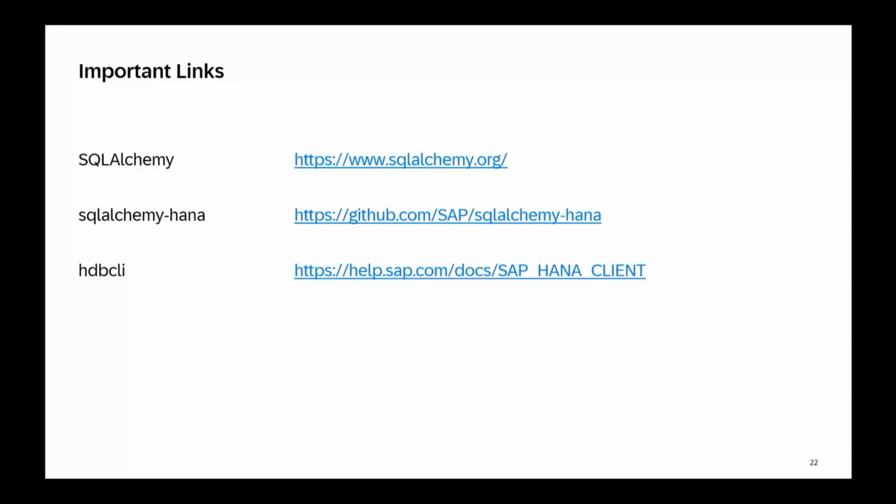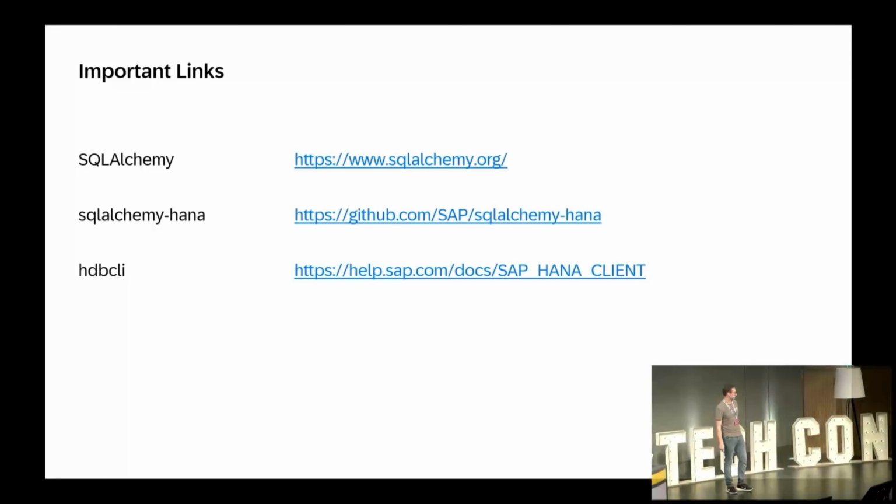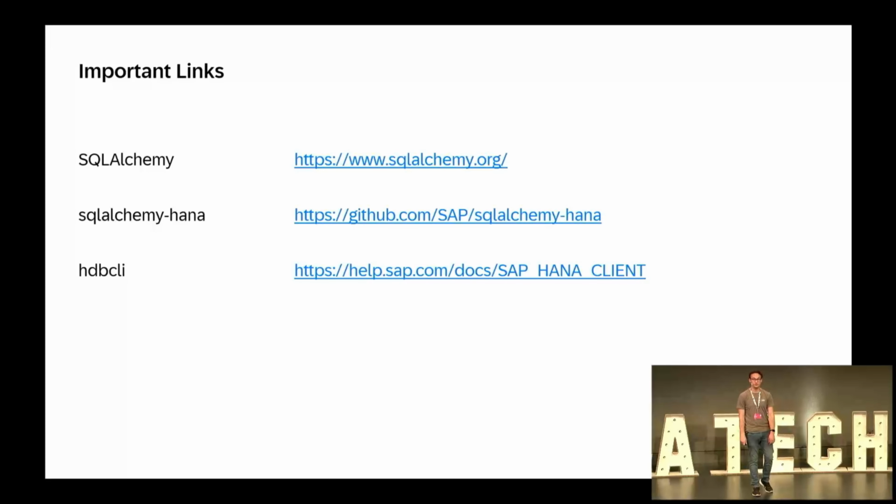Now comes the coolest page, resources, some important links. Here you see the documentation for sqlalchemy, for sqlalchemy-hana, and also for hdbcli. That is, by the way, the Python driver. So if you look at it from a layered perspective, it's sqlalchemy, then comes sqlalchemy-hana, then comes hdbcli, which does all the connection stuff, and then comes your SAP HANA database.